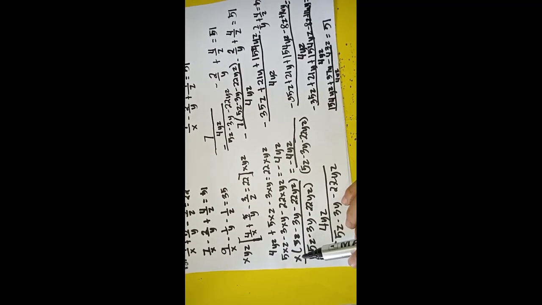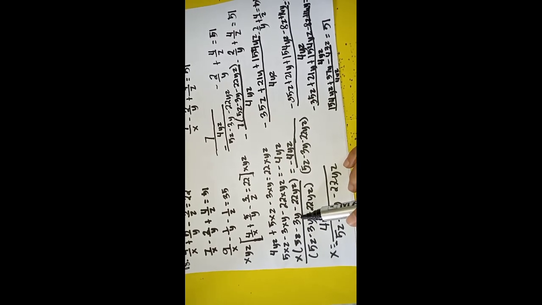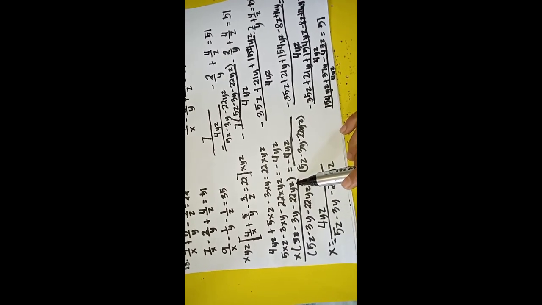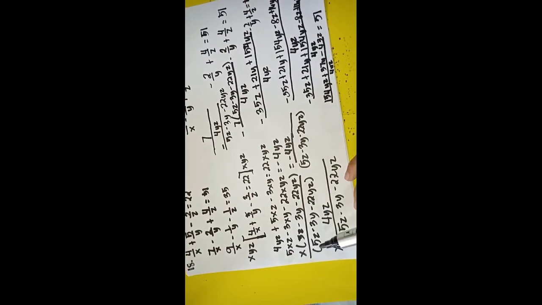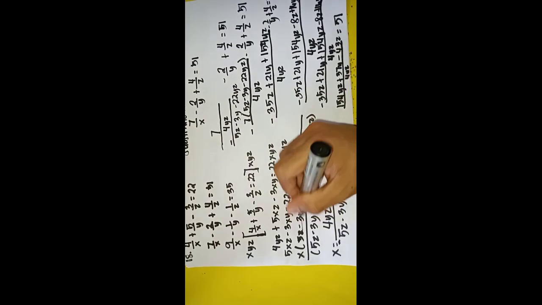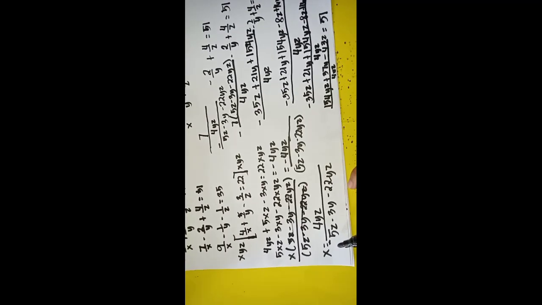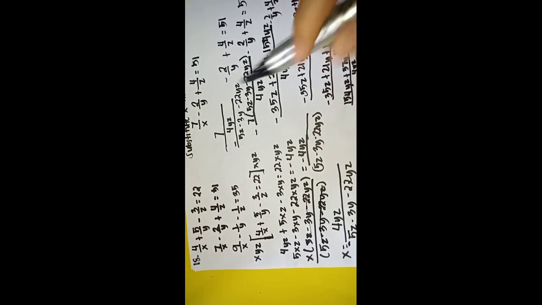And then next, factor out x, so it will be x times 5z minus 3y minus 22yz equals negative 4yz. To eliminate this, we will divide both sides by 5z minus 3y minus 22yz. So cancel. So the x is negative 4yz over 5z minus 3y minus 22yz.